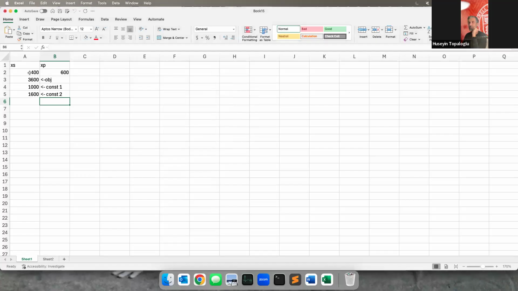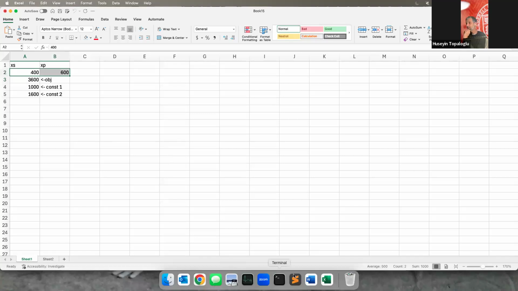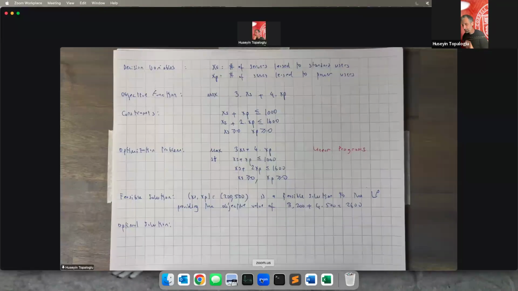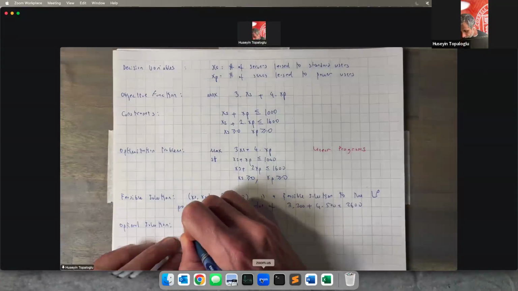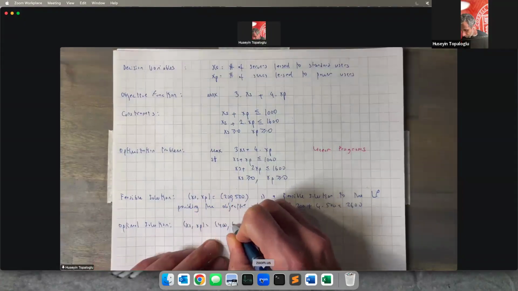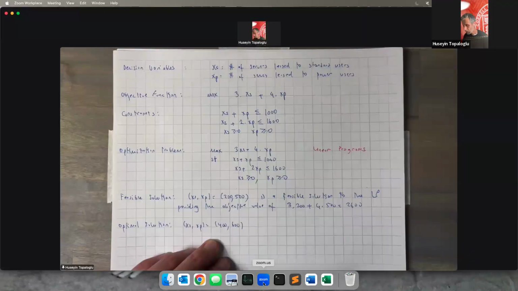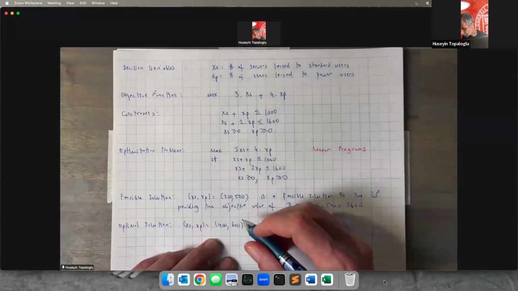Let's say okay. So now what we got here is that the optimal solution to this problem is xs equal to 400, xp equal to 600, and the corresponding objective value is 3600. Let's write that down. So the optimal solution, xs is equal to 400, xp is equal to 600, is the optimal solution to our LP.